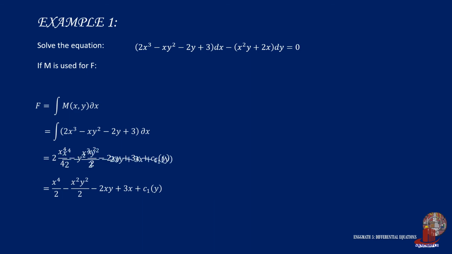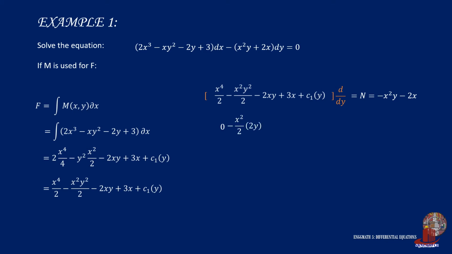Next is to equate the n term with the solved f after looking for its derivative, and this will be with respect to y, so all the x variables will be taken as constant. So the first term x to the fourth power over 2 is a constant and its derivative will be 0. The second term will be differentiated as the constant x squared over 2 multiplied by 2y.